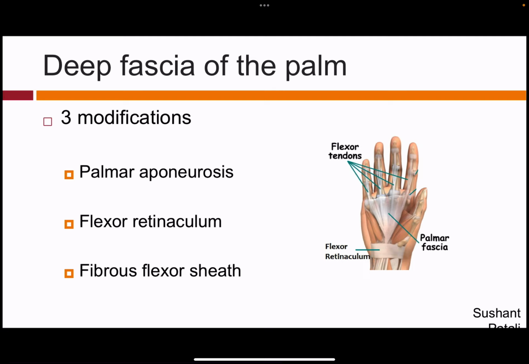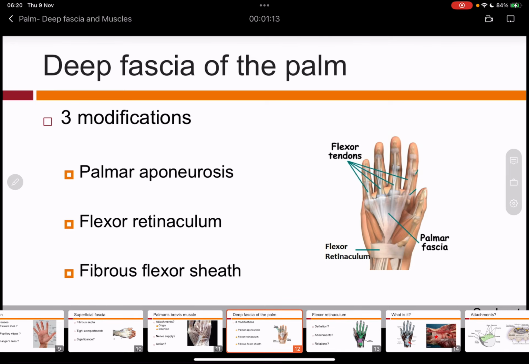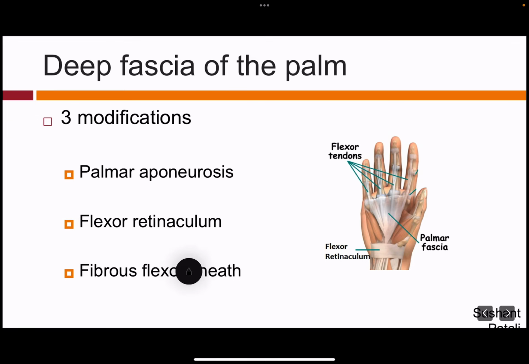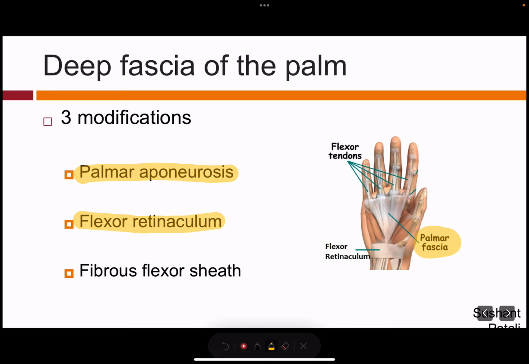Flexor retinaculum is one of the three modifications of deep fascia of the palm. So in the palm, we have these three modifications of the deep fascia. There is the palmar aponeurosis, which is seen here, also known as the palmar fascia. And then there is flexor retinaculum, which is a band-like structure. And there is the fibrous flexor sheath, that is for the flexor tendons, in order to keep these flexor tendons in place. So in this video, I'll be focusing mainly on the flexor retinaculum.